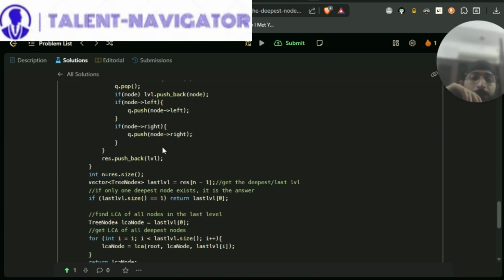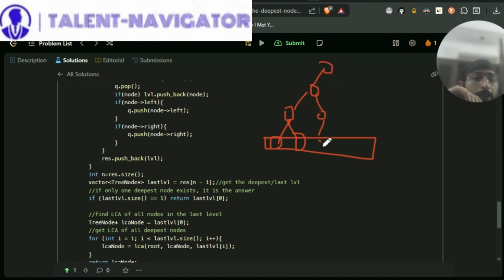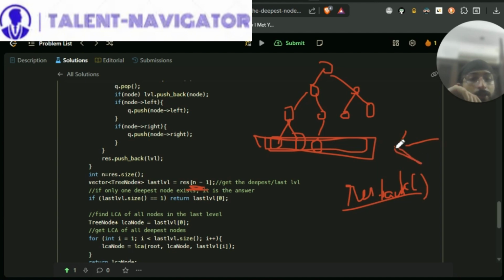So n is res dot size, and we go to the last level. The last level is the area where we have the leaves. For example, let us say this is the tree given to us. The last level contains the leaves. So we take result of n minus 1, which is res dot back. We are covering the deepest or last level, because this level would have the deepest leaves.